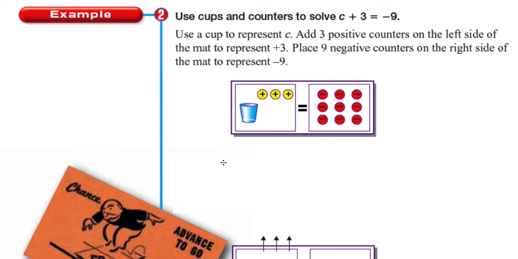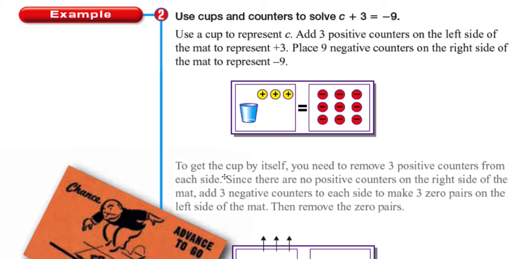Okay? Again, we want to isolate our cup, or isolate our c on one side of the equation. And to be able to do this, okay, to get the cup by itself, you need to remove 3 positive counters from each side. Okay, but the thing is, remember our rule, whatever you do to one side of the equation, if you subtract 3 positive counters here, you need to subtract 3 positive counters on the other side.